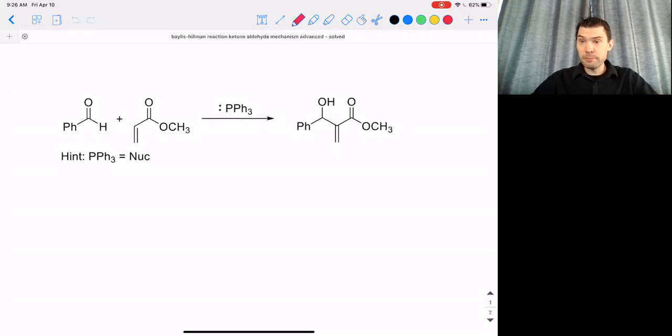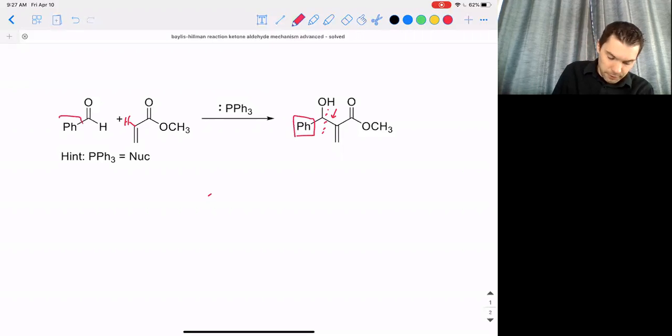Like for most of these mechanisms, what I like to do is try to identify what bonds are going to be made or broken in the starting materials and in the products. And if I look here at the starting material, there is an H at that position, and there's not an H at this position. Furthermore, we're going to need to generate that carbon-carbon bond between those components, and presumably this phenyl will come from the phenyl over here in benzaldehyde, and that means we're also going to have to break that carbon-carbon double bond.